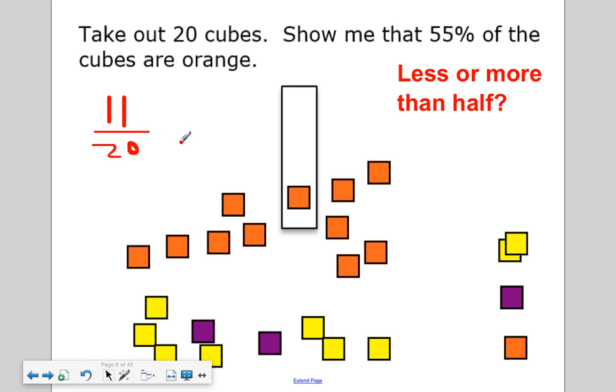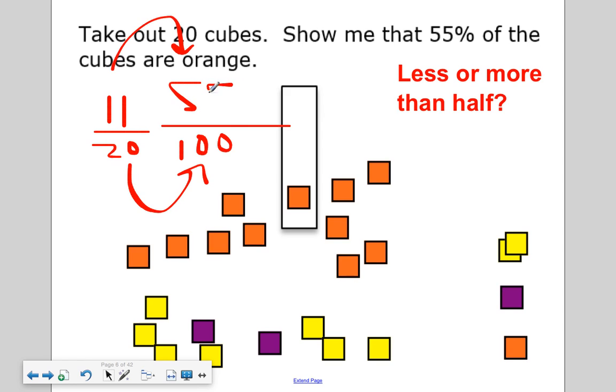And what is the percent? I need to build it up to 100%. So I build it up by 5, build it up by 5, and I get 55 hundredths, which is the same as saying 55%. So I did it correctly.